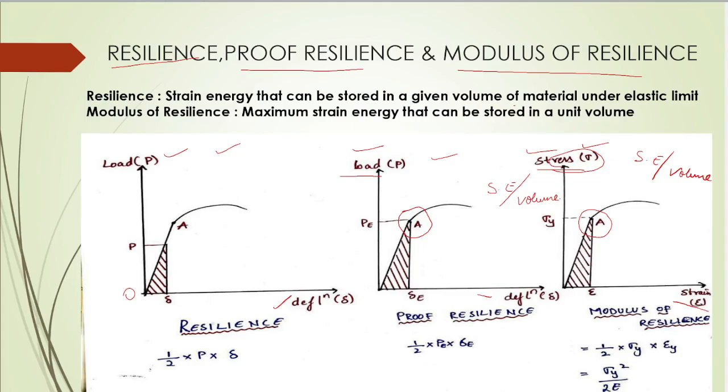Now, we know up to the proportionality limit it is a linear variation, so directly we can consider it as a triangle and find the area as half into P into delta. Whereas in proof resilience, this load will be the elastic load and this deformation will be the deformation at the proportionality limit. In case of modulus of resilience, we consider half into stress into strain. If we write strain as stress by Young's modulus, we get modulus of resilience as sigma y square by 2E.